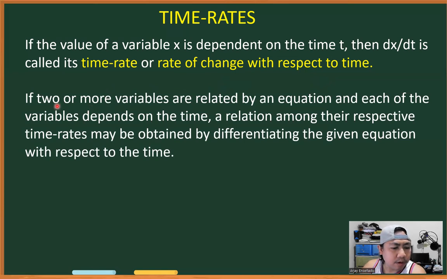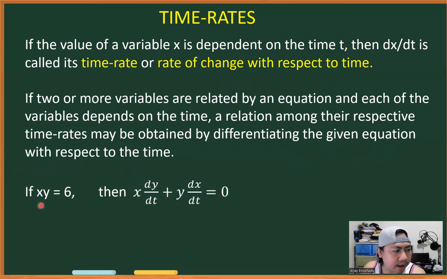Okay, so if two or more variables are related by an equation and each of the variables depends on the time, a relation among their respective time rates may be obtained by differentiating the given equation with respect to the time. So for example, if we have xy equals 6, then if we differentiate xy with respect to t, we use the product rule. So we have x times the derivative of the other variable, dy over dt, plus y times the derivative of x with respect to t, equals the derivative of 6, which is 0. So therefore, we have x dy over dt plus y dx over dt equals 0. Ayan. So sa time rates, dinidifferentiate lang natin ang given equation with respect to time t.